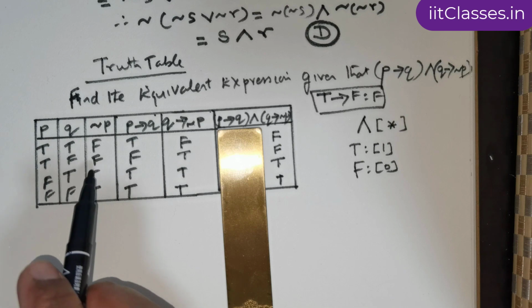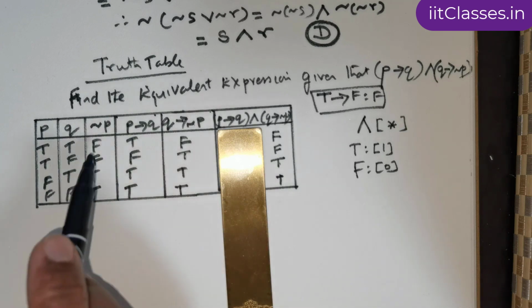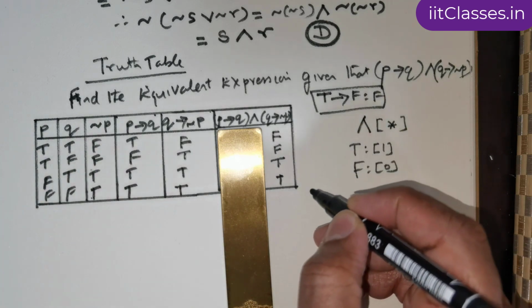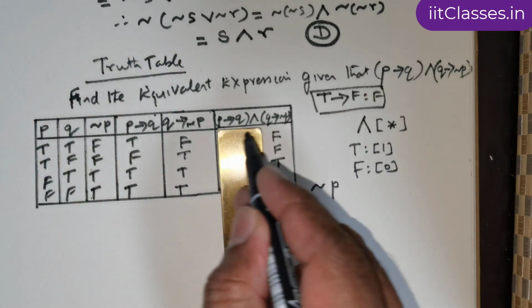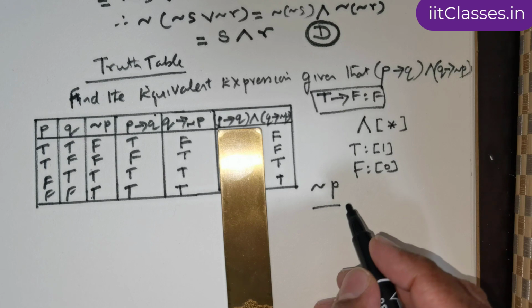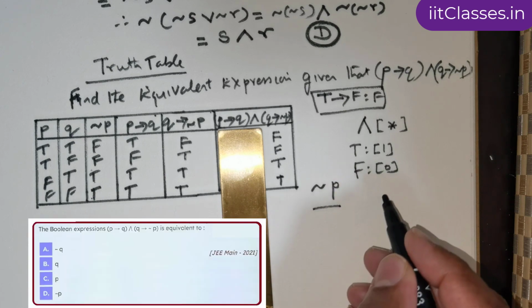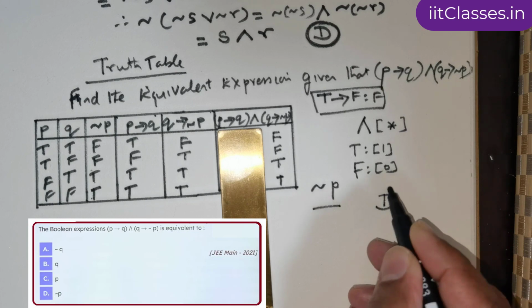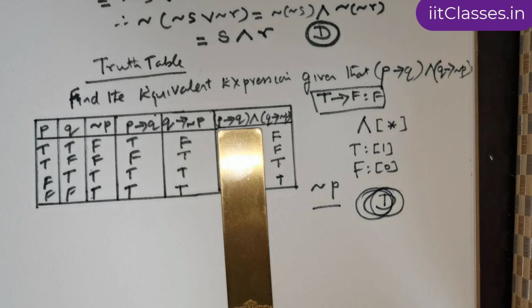What is that equivalent over here? The only place where you can see F, F, T, T is negation of P. So the right answer is this particular Boolean expression produces as negation of P. And where is that negation of P? That is present in choice D. So that's the right solution for this question.